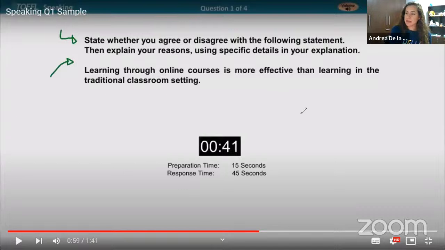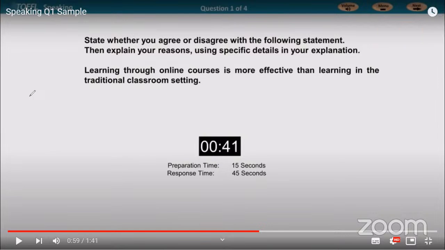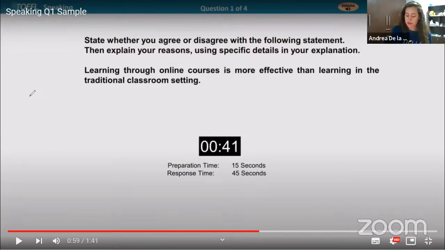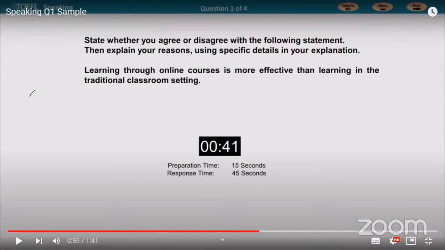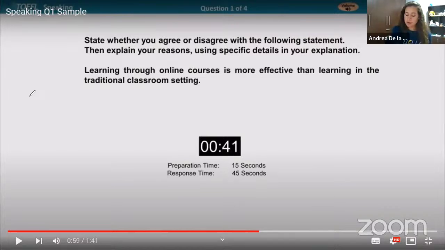As you can see, what you're going to do for this question is say if you agree, that means you think the same way, or if you disagree, if you think the statement at the bottom is wrong: learning through online courses is more effective than learning in the traditional way. So what are we going to do? How many options do you have to answer this question? Two possible answers, exactly, which are? That you agree or you disagree. Exactly, great.